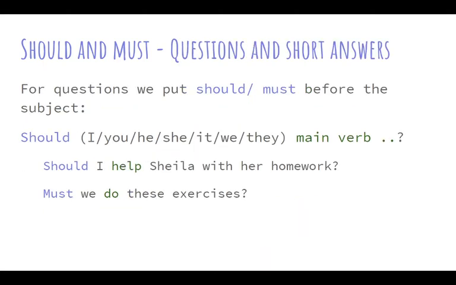Now, how do we make questions? Basically, as we always do in English, we start with a verb, okay? In this case, the modal verb, should or must, then the subject, and then the main verb and the rest of the sentence. And we close with a question mark. Remember, we don't have to make any changes to should or to the main verb. Should I help Shayla with her homework? Must I do these exercises?